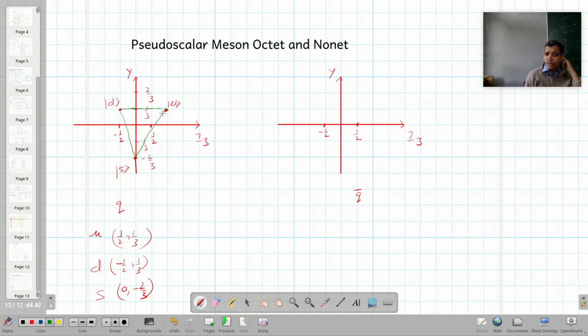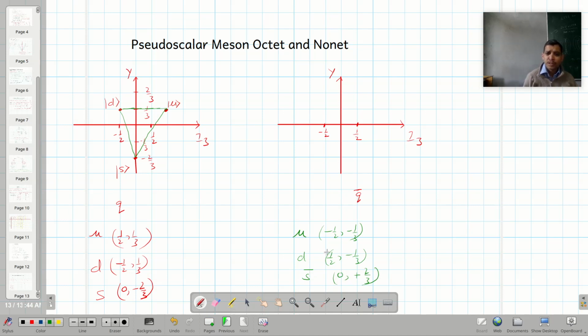And if I look back here, for the anti-quark the values can be written like this: for u bar it is minus 1 by 2, minus 1 by 3, and for d bar it is 1 by 2, minus 1 by 3, and for s bar it is 0, plus 2 by 3. This we have to remember, right?